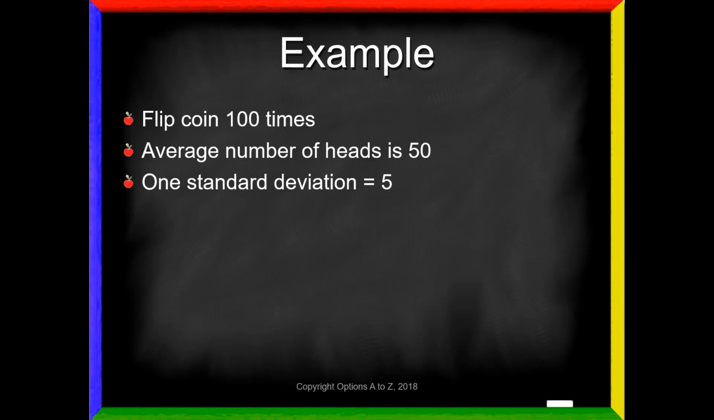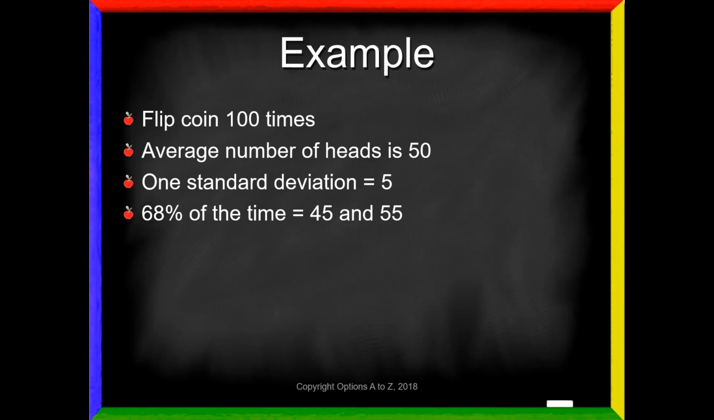Well, go back to your empirical rule. What it tells us is that 68% of the time, you will be plus and minus 5 of that average. So if the average is 50, that means we'd tend to get maybe up to 55 on the high side and maybe down to 45 on the low side 68% of the time.